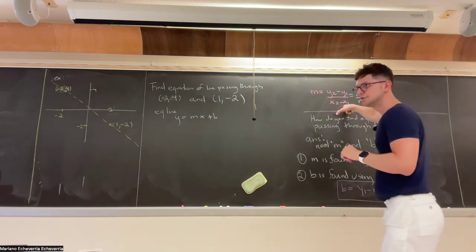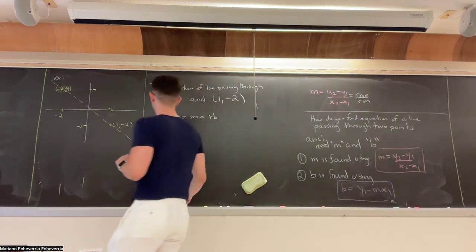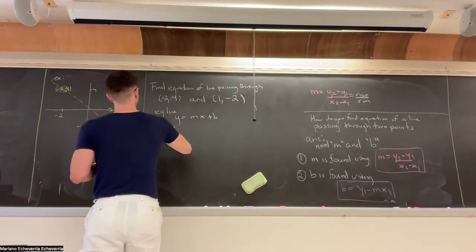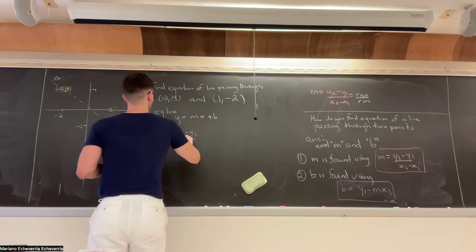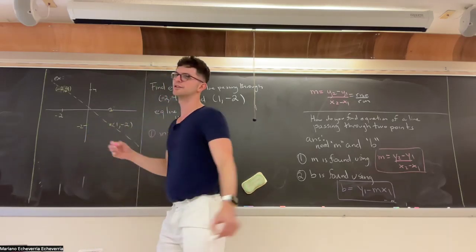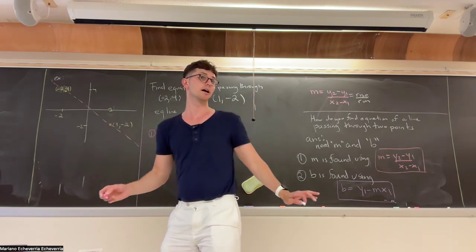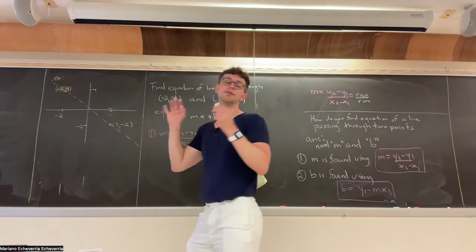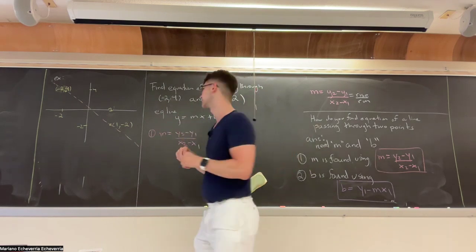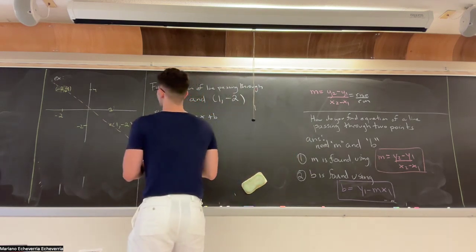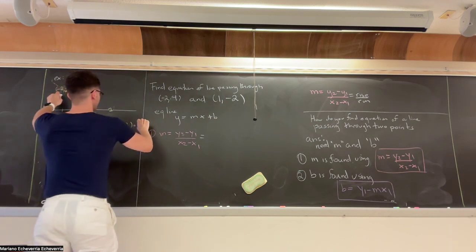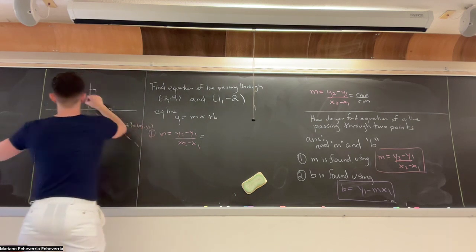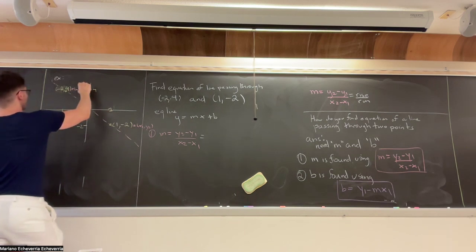So for m, you use the formula y2 minus y1 over x2 minus x1. It doesn't matter which one you call the first point and which one you call the second point. That's completely up to you. You just have to compare the y values of the points and the x values of the points. So let's think of this as x2, y2, and then this as x1, y1.